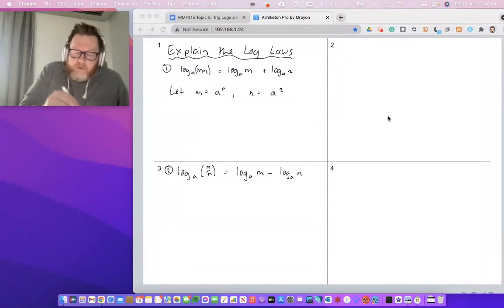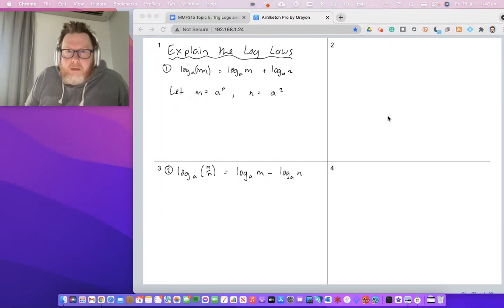And I'm starting off with this first one here, which is that log base a of m times n is equal to log base a m plus log base a n. Notice that same base, same base, same base here. Okay, so the startup is to say let m equal a to the power of p for some value of p. We don't know what p is, but there's some value of p.